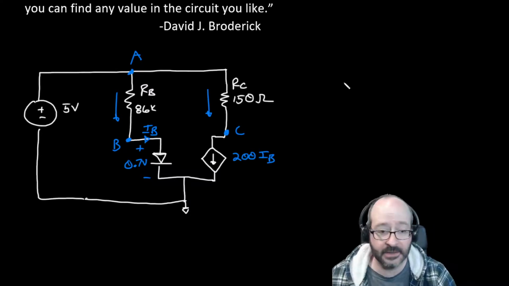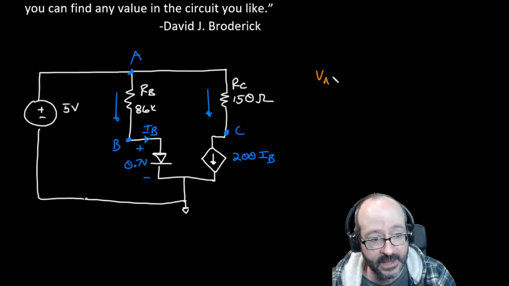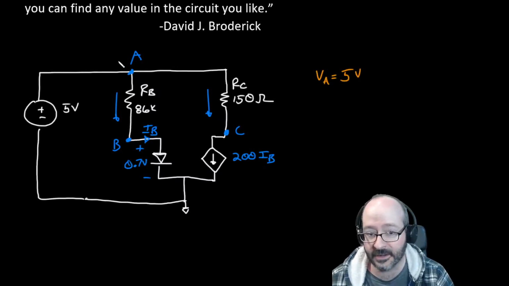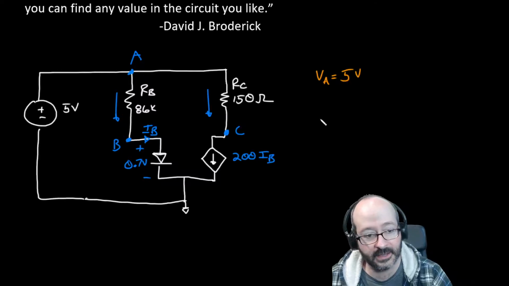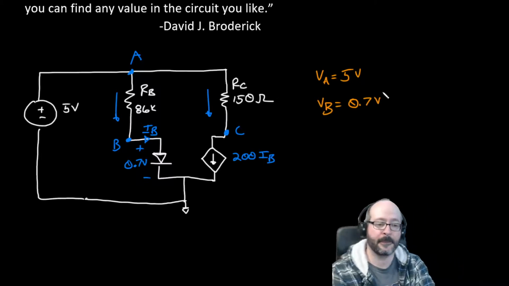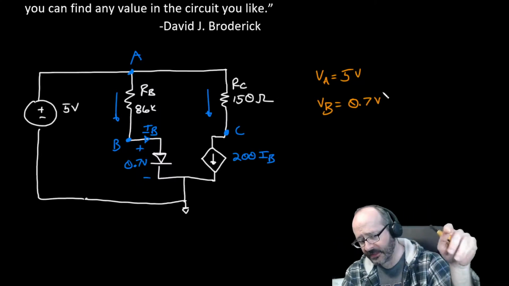Okay, so let's write some equations over here. We got VA equals 5 volts, and that's from the KVL here. Down here we see VB on the positive side and ground on the negative side, so we can say VB equals 0.7 volts. Hey, we're cruising. Okay, 5 volts, 0.7 volts.